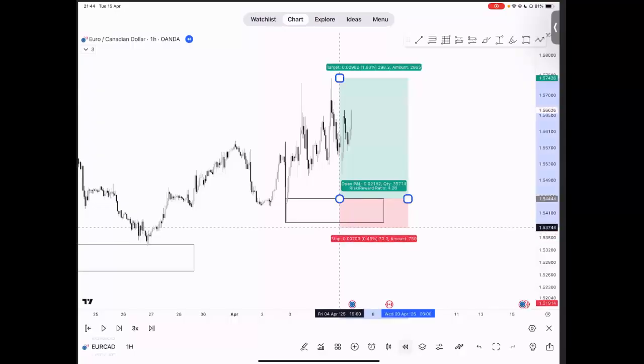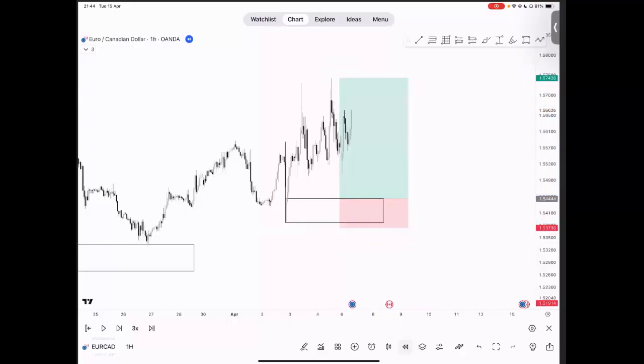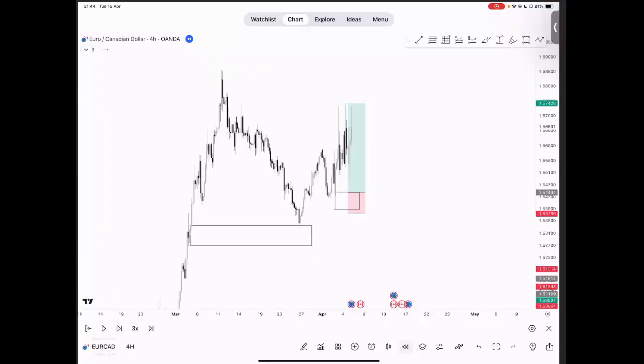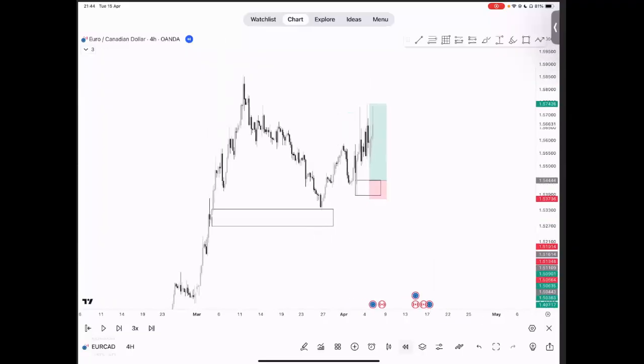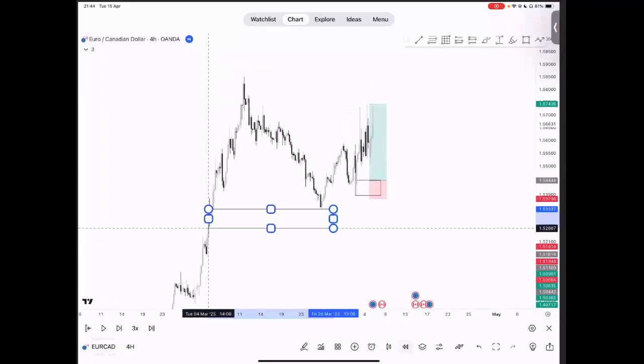Now, what's the next thing you do? You go to the 4 hours time frame to validate that what you're doing is in line with what price is doing on the 4 hours time frame. Now, if you look at the 4 hours time frame, you can see that here on the 4 hours, we had a demand zone that price is currently reacting from, right?